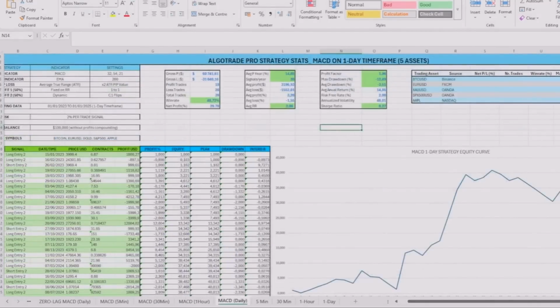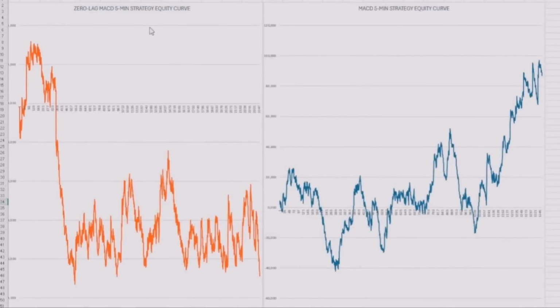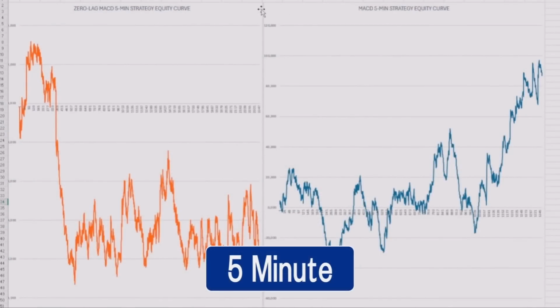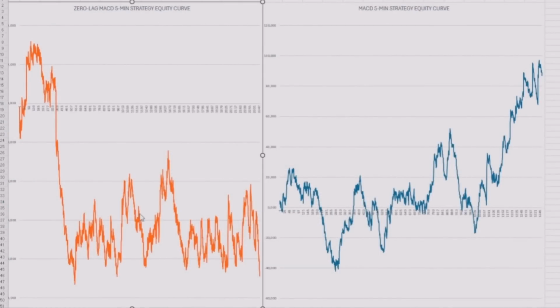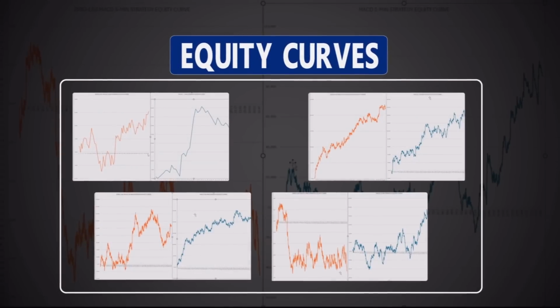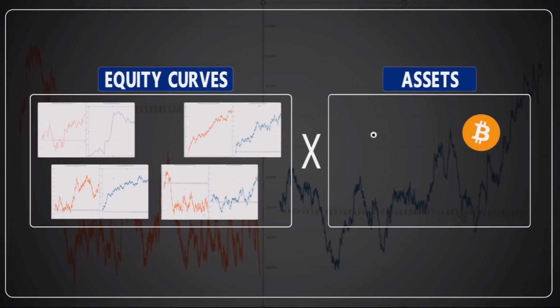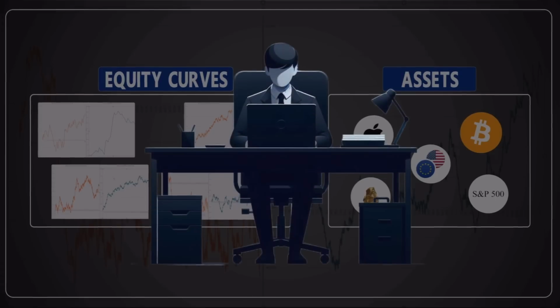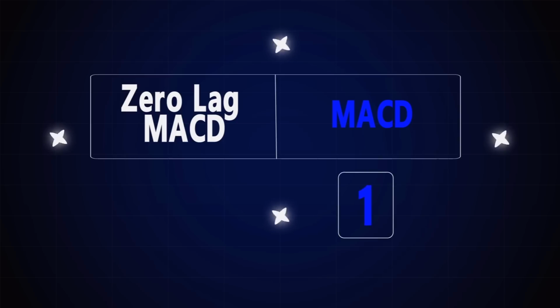And to simplify the analysis, I will compare both equity curves. Let's start with the 5-minute one. On the left, with an orange color, you can see the equity chart from the zero lag MACD. And on the right, with the blue color, the one from the standard MACD. And in this case, it's easy to conclude that the one on the right is far better than the one on the left. And I remember that these equity curves are calculated based on all the trades from the 5 assets we used on our test. So 1 point for the MACD and 0 for the zero lag.